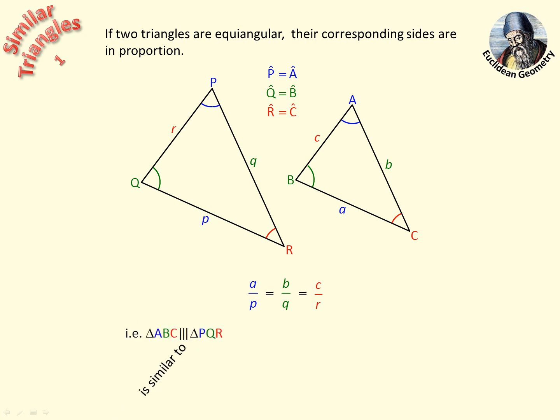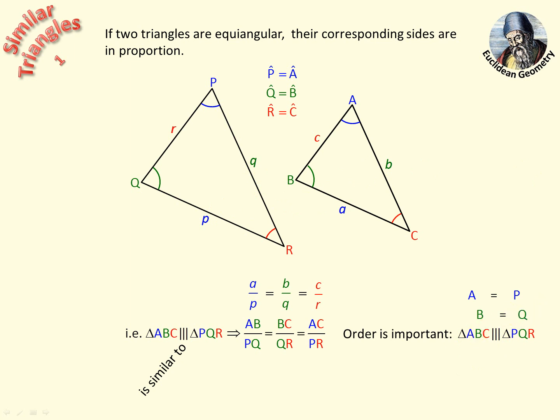Which means triangle ABC is similar to triangle PQR, and that follows AB over PQ equals BC over QR equals AC over PR. Order is very important. So if we have angle A equals angle P, then notice they're both first in the statement. B equals Q, so they're second in the statement, and C equals R, so they are third in the statement.